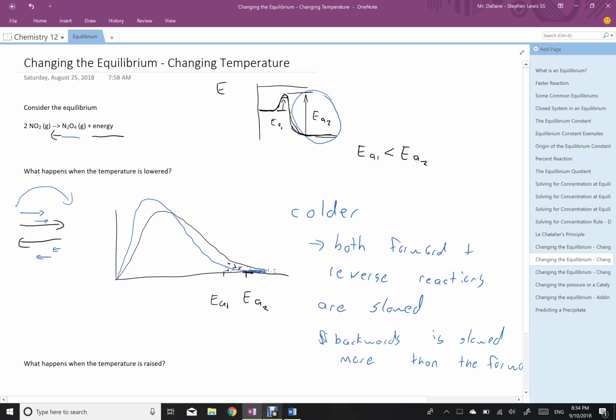Not only that, but more energy is going to be produced. So while we made it colder, as Le Chatelier would have predicted, the equilibrium has shifted to try to produce more energy to contradict that change. And so it's heated it back up a little bit.